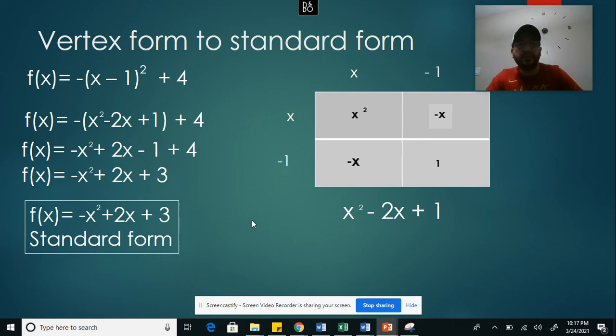So first we need to find it in vertex form, and then we can change it to standard form. Okay, that's how you write the equation of the parabola.